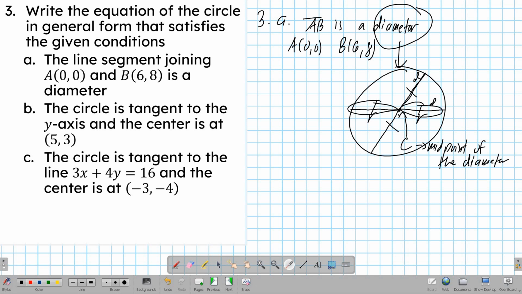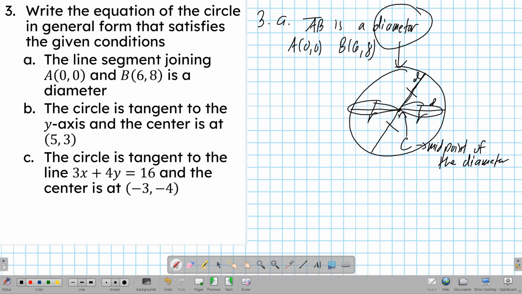So now, we know where the center is. Pag nahanap natin yung center, mahahanap naman na din natin yung radius. Although, pwede rin namang hindi gamitin yung center to find the radius kasi diameter ito. You can find the distance of this, then divide by 2. For now, let's look for the center.